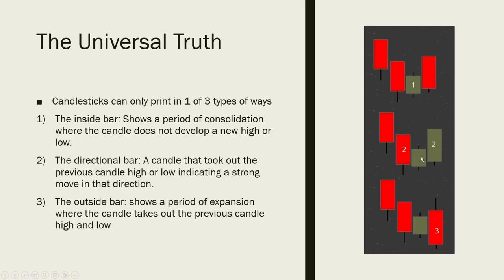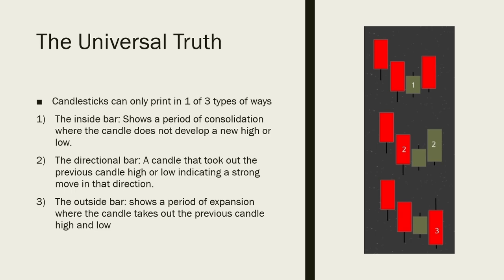Then we got that inside candle forming, and then we got this candle here, which broke the high of the previous candle, forming what's called a 2 up. So a 2 up broke the high of the previous candle, indicating a strong move in the upwards direction. All right, so pretty clear there already. So again, we got a 2 down, we got a 2 up, just breaking the low, breaking the high of the previous candlesticks. Then the last type of candlestick that we got is called the outside bar.